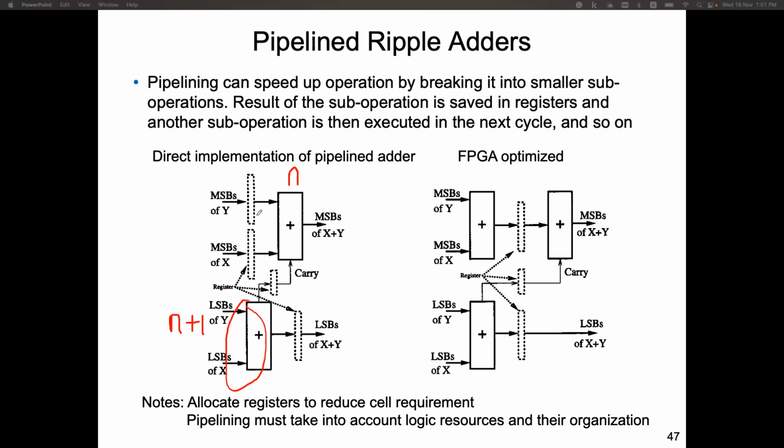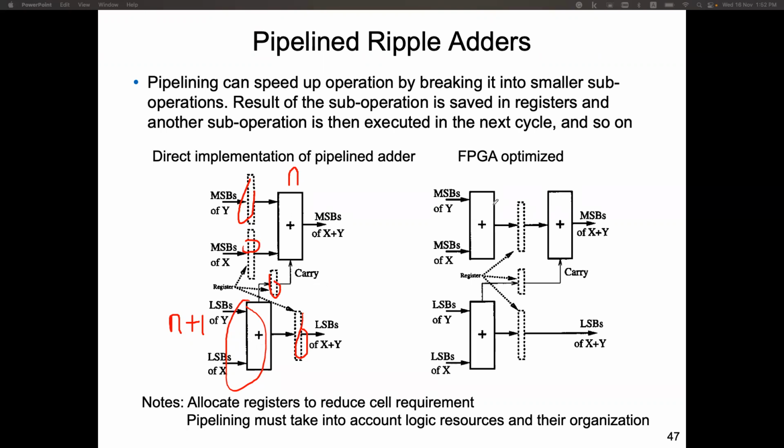This direct implementation of pipeline adder requires 4 registers. So register for the MSB of the 2 inputs, and register to store the value of carry output, and also register to store the LSB's sum output in order to align with the MSB's sum output. So 4 groups of registers are required, and it can be rearranged to save some register needs.